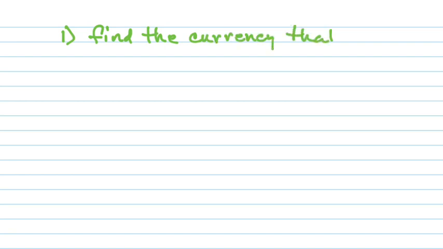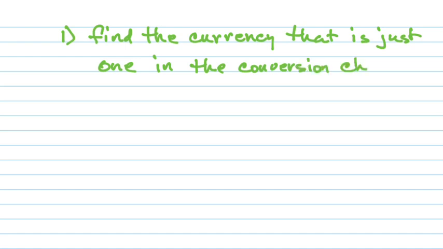Okay? So let's just look at some process. First, find the currency that is just one in the conversion chart. Now, usually you're going to have lots of currencies, and that's why I'm saying conversion chart. Sometimes it'll just give you one conversion. But one of them is going to say 1 New Zealand dollar or 1 US dollar. Or they may not even have a unit, because if it's a New Zealand dollar, they can just write it as New Zealand equals, right? But you know that if there's no number there, what do you assume it to mean? 1, right? So that means 1 New Zealand dollar.